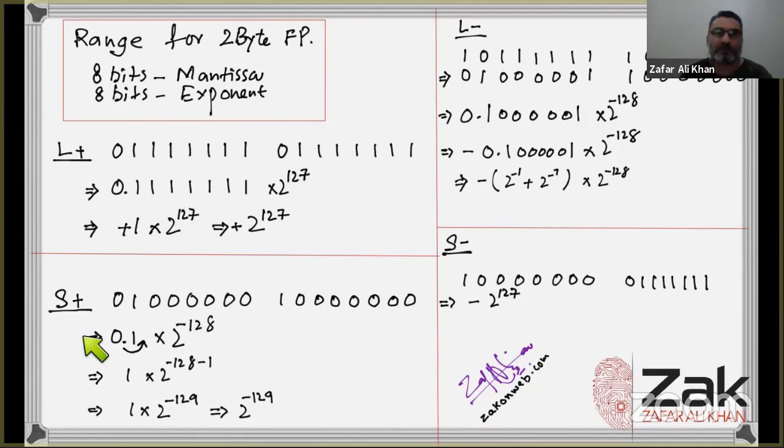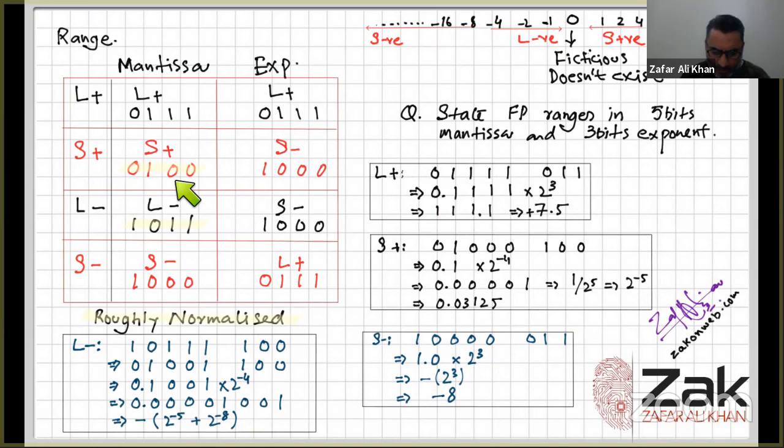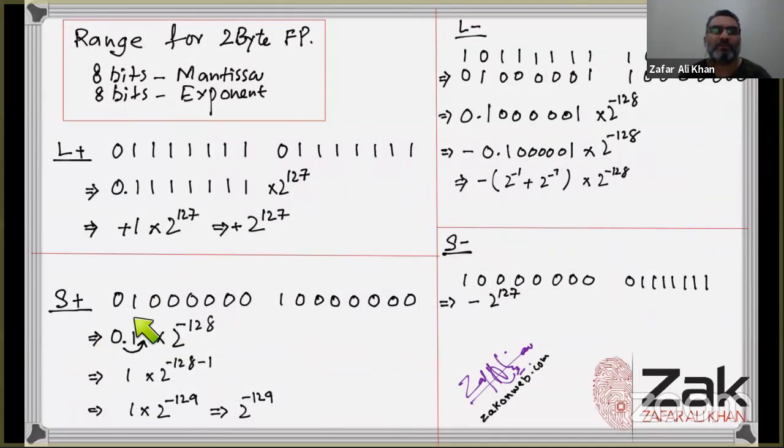And then we have got the smallest positive. The smallest positive is 0.1 into, remember, as per this chart, we are going as per this chart. So if we have got 8 bits, we will be increasing this 0 8 times, and we will be increasing this 0 8 times. Now, smallest positive is 0.1 and all zeros. So this would become 0.1 into 2 to power minus 128. We move the point one more place towards the right and we make it 2 to power minus 129. So this is our answer.